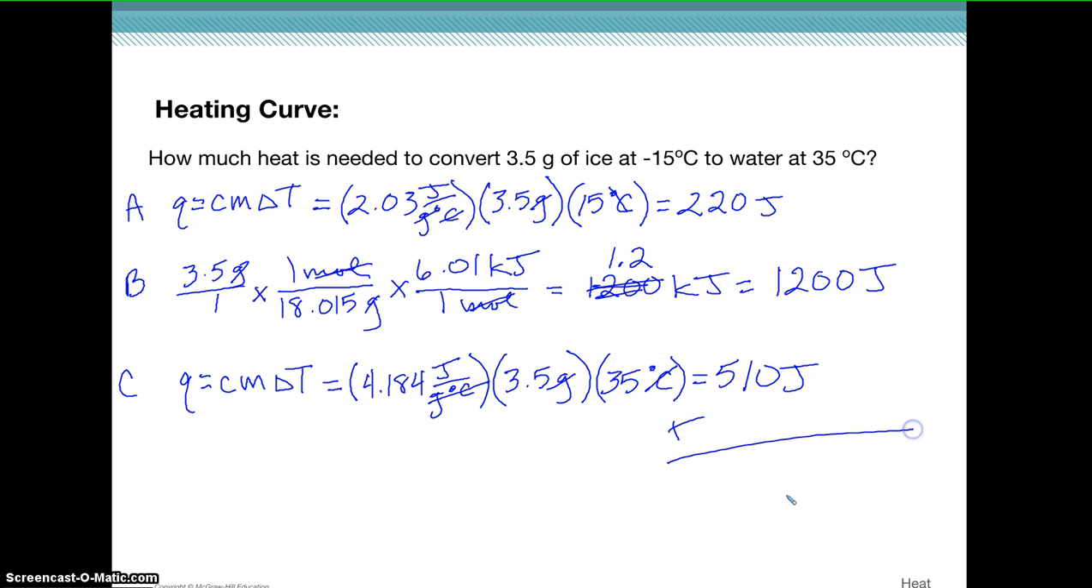We can add them all together. 220 plus 1,200 plus 510 gives us 1,930 joules of heat required to convert 3.5 grams of ice at negative 15 degrees Celsius to water at 35 degrees Celsius. We could keep going. We could raise the temperature of the water to 100. We could vaporize it. We could raise the temperature of the steam. So there could be up to 5 different calculations when you're doing a heating curve problem just like this.